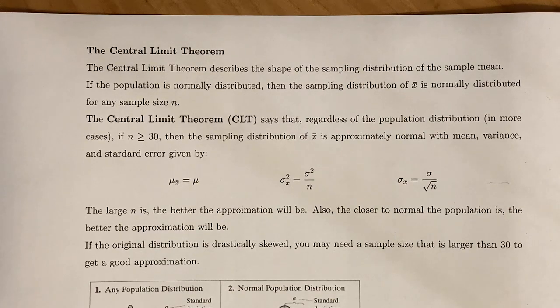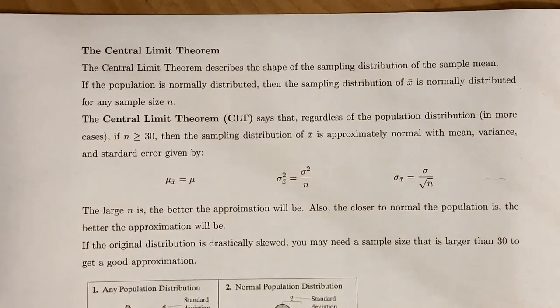If the population is normally distributed, then the sampling distribution of x bar is also normally distributed for any sample size n. So if you take a normal distribution and start taking the sampling distribution for any size n, you will end up getting another normal distribution.